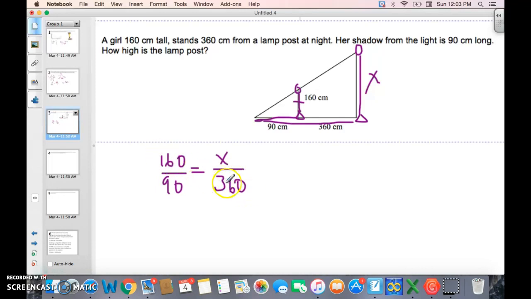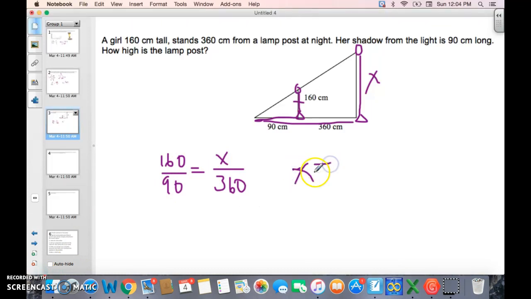You're going to multiply 160 times 360 and then divide by. I cross multiplied and divided. I got that x is equal to 640. And remember, this is in centimeters, so that makes sense that the lamppost would be 640 centimeters tall if you think of how big a centimeter is. And so a complete sentence would be something like, the lamppost is 640 centimeters tall.